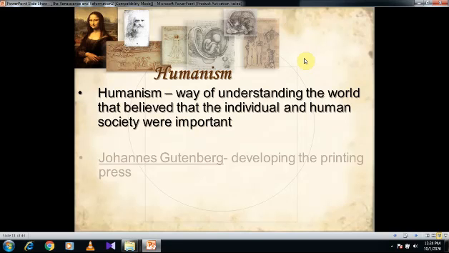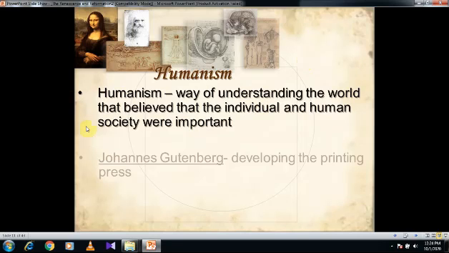So when the time of the Renaissance came, the humanism idea changed the way people understood things. It focused more on individuals, whether psychologically, physically, or in terms of interests. It believed that a human or an individual is very important to their society.